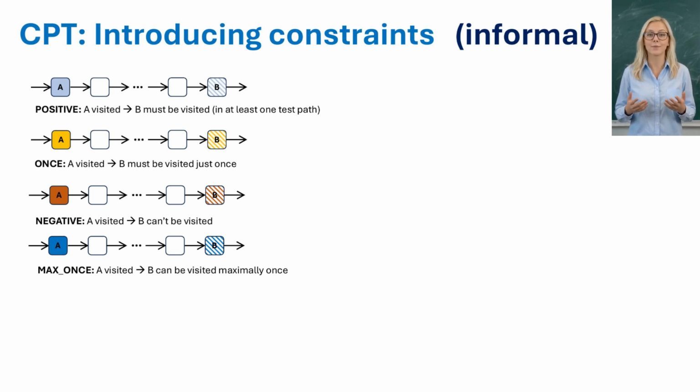Of course, there might be more types of these constraints to consider, but let's keep it simple. We will talk about just two more types. When one action is executed, another particular action can be executed only once and maximally once. All four of these options we have mentioned are depicted on the left side of the slide. Later in this video, we will go through them one by one, and we will describe them in more depth.